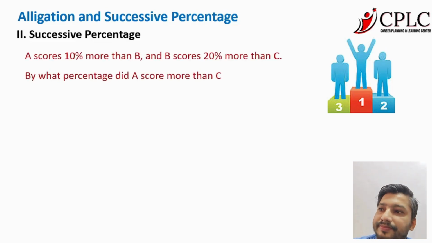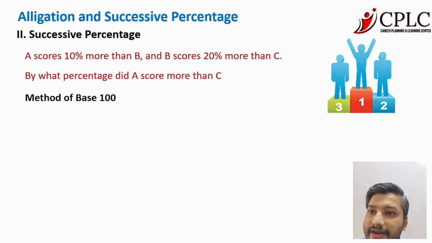So the question is, A scores 10% more than B and B scores 20% more than C. By what percentage did A score more than C? Now here, because the numbers are simpler, we can simply use the method of base 100, which we have learned in the first class of percentages. So what we can do is start with the value of C, because the comparison of A and B is given and then B and C is given. So we can start with C first.